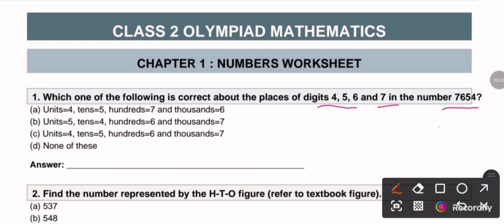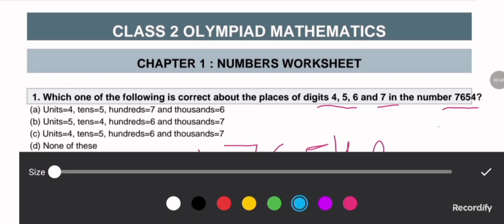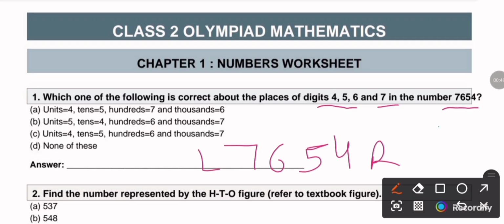This question is based on place value, and in place value we have to start counting the digits from right hand side to left hand side. So this is the number 7654, right hand side and left hand side. Let's start to count these digits. 4 is present at 1's place. 5 is present at 10's place. 6 is present at 100's place. 7 is present at 1000's place.